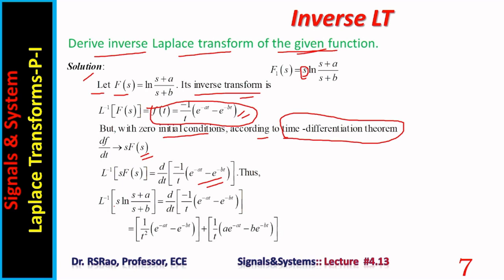Thus, the inverse transform of s logarithm of s plus a by s plus b gives d by dt of minus 1 by t times e power minus at minus e power minus bt. So a little bit of differentiation gives us the inverse transform of s natural logarithm of s plus a by s plus b as 1 by t square times e power minus at minus e power minus bt, plus 1 by t times a e power minus at minus b e power minus bt.